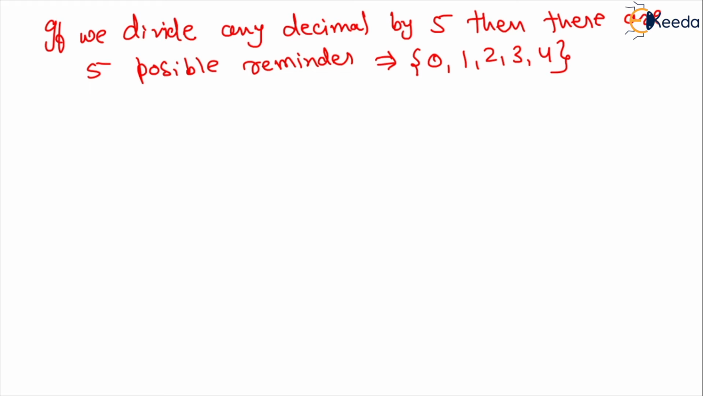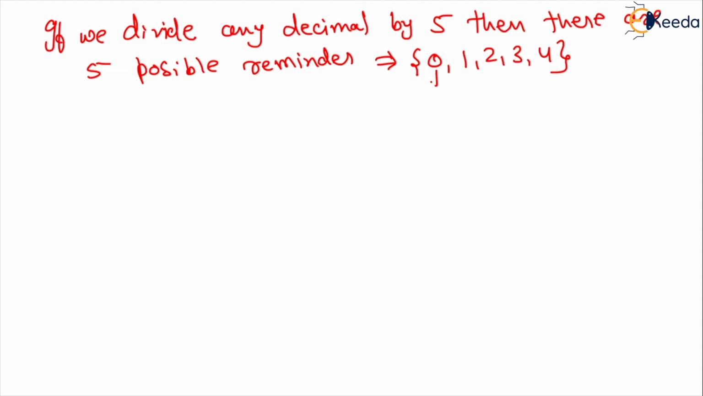When you divide by 6, then the remainders are 0, 1, 2, 3, 4, 5. When you divide by 7, then the remainders are 0 to 6. Got it? So it is the same for each case. So when you divide any number by 5, there are 5 possible remainders, and each remainder becomes the state of your finite state machine.